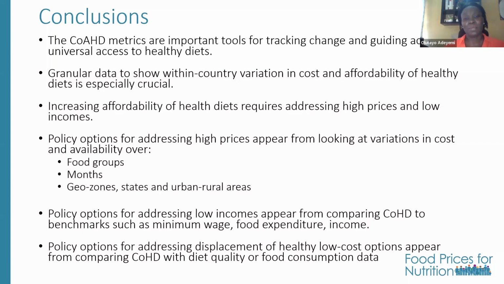And it also helps us see that it's not just high prices. It's high prices and it's low incomes. And so for addressing high prices, when we look at variations in costs across food groups, across months, across states and rural and urban areas, we realize that there are interventions that can be done even within the existing situation of the country to say, okay, this is cheaper here. How can we increase efficiency in distribution? And then when we look at the wages too, it's informing things like minimum wage and social protection.